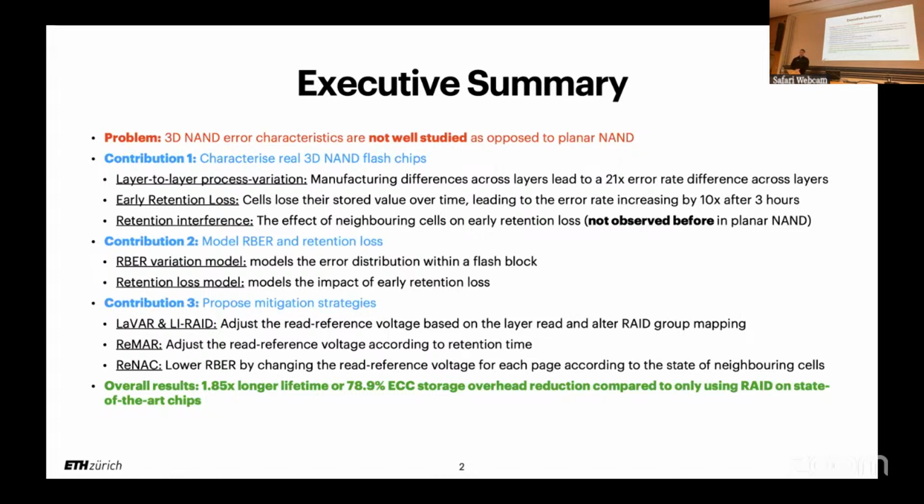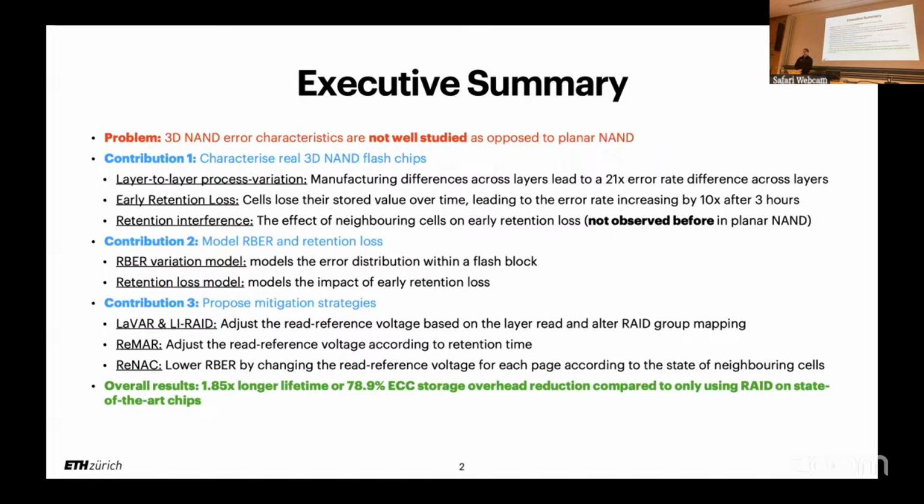The second contribution by the paper is to model the raw bit error rate, or RBER, and retention loss. The two models are the raw bit error rate variation model, where we basically look at the error rates on different layers, and the retention loss model, where we look at the impacts of early retention loss. Now, the third contribution is the proposed mitigation strategies.